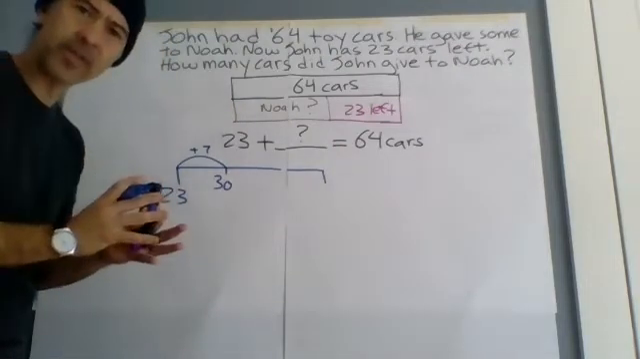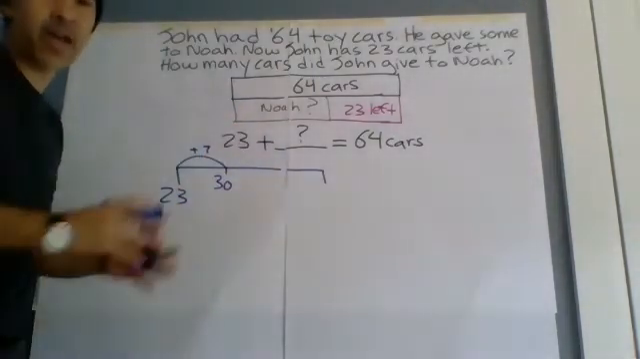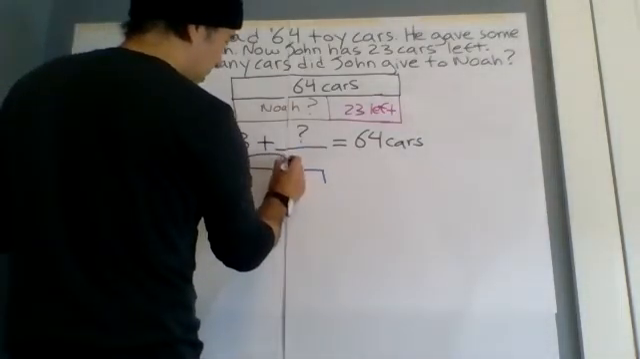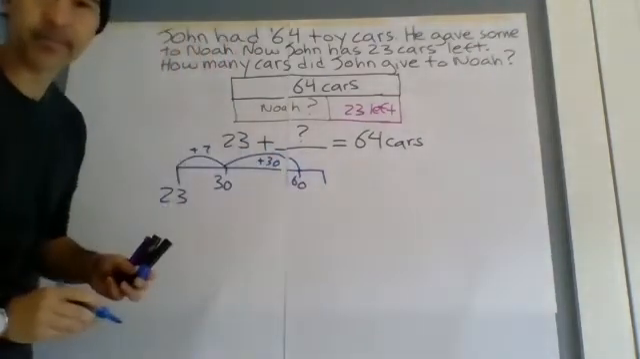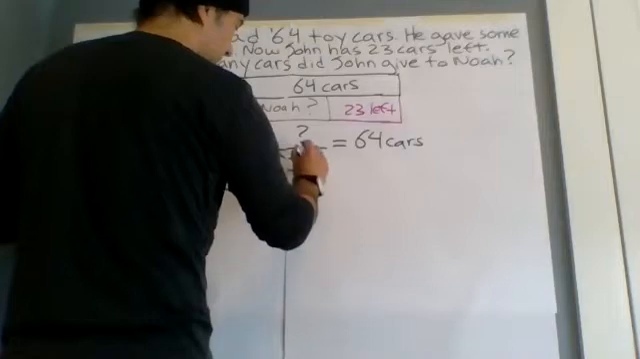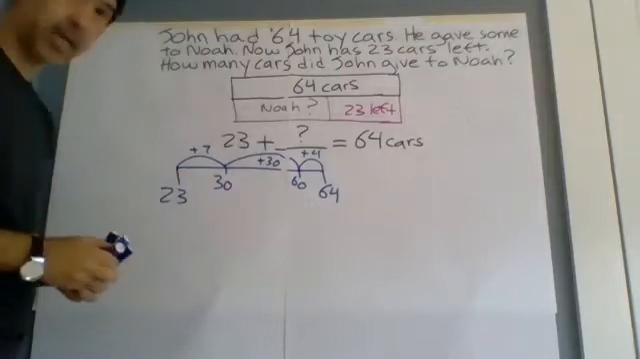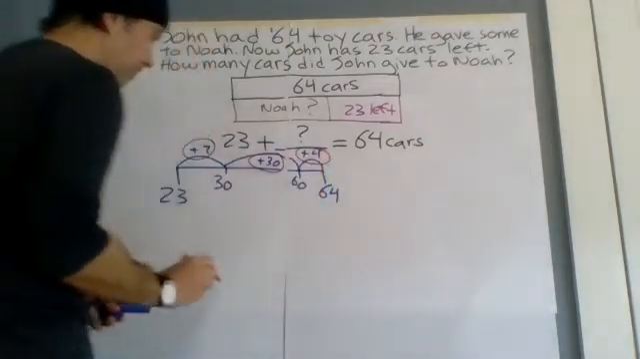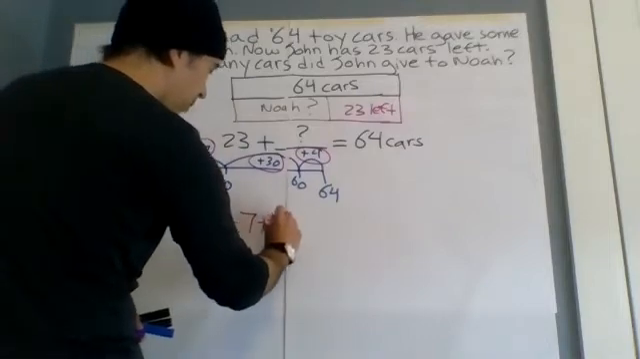Now, how many hops get me to 60? I'm at 30. I'm going to hop 30, and that gets me to 60. How many more hops get me to 64? I hop 4 more, and I get to 64. Now all I have to do is add my hops. So what's 30 plus 7 plus 4 more?